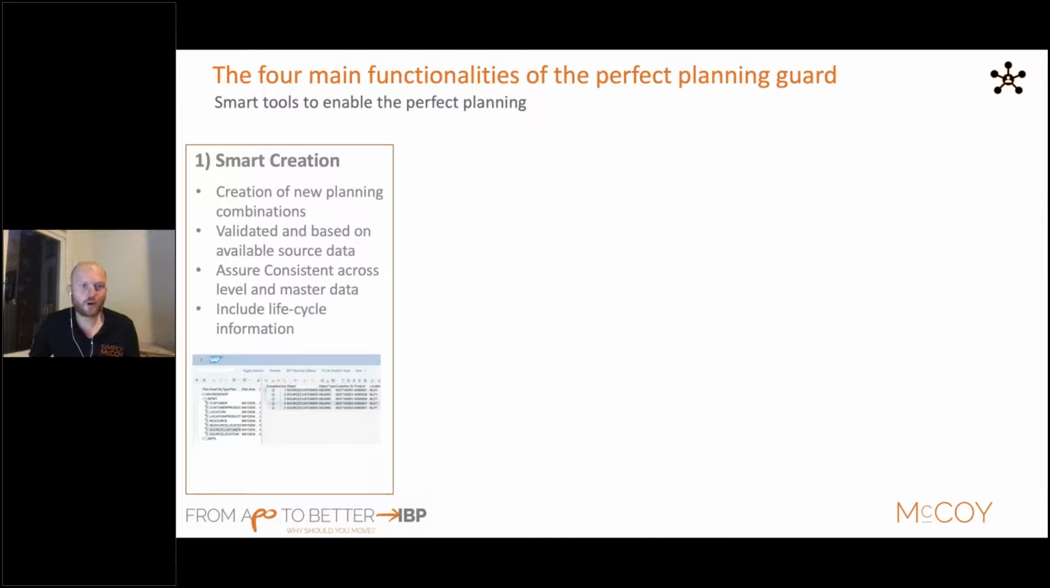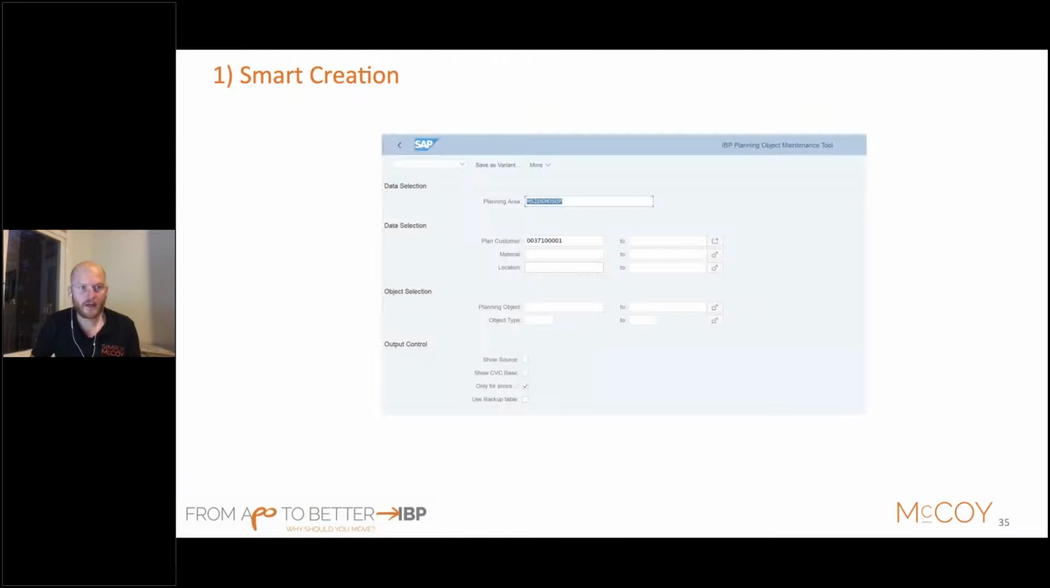So the tool has 4 main functionalities. The first one is what we call smart creation, and that's an issue we see at many of our implementations. At this moment, there's not really a tool to help you to create new and, more important, valid planning combinations in your planning system. How does it work?